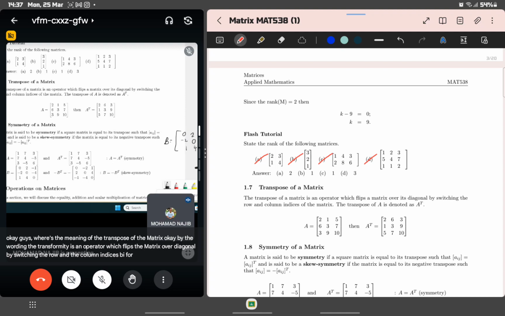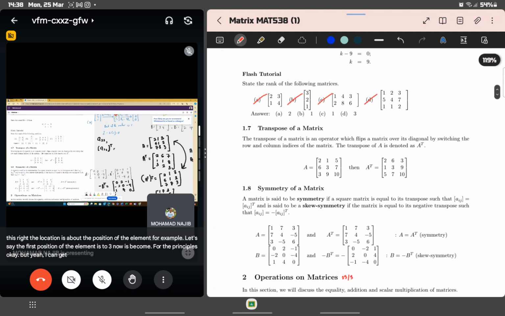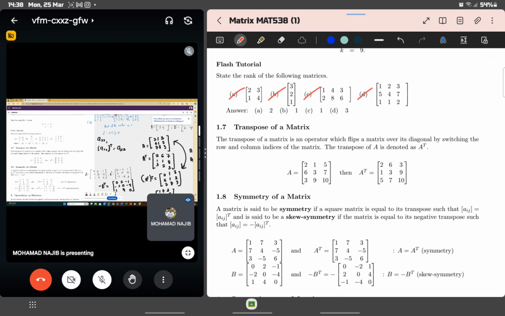For example, something like this, right? The location is about the position of the element. For example, let's say the first position of the element is A 2, 3. Now for the transpose, maka dia akan jadi A 3, 2. Nampak tak? Dia terbalikkan. Kedudukan dia terbalik. Right? That will be the transpose.